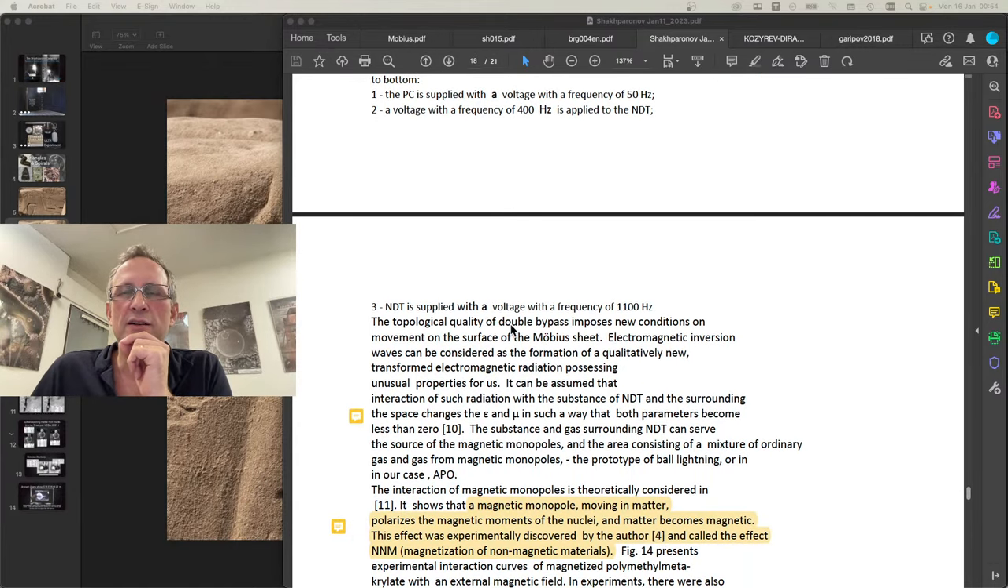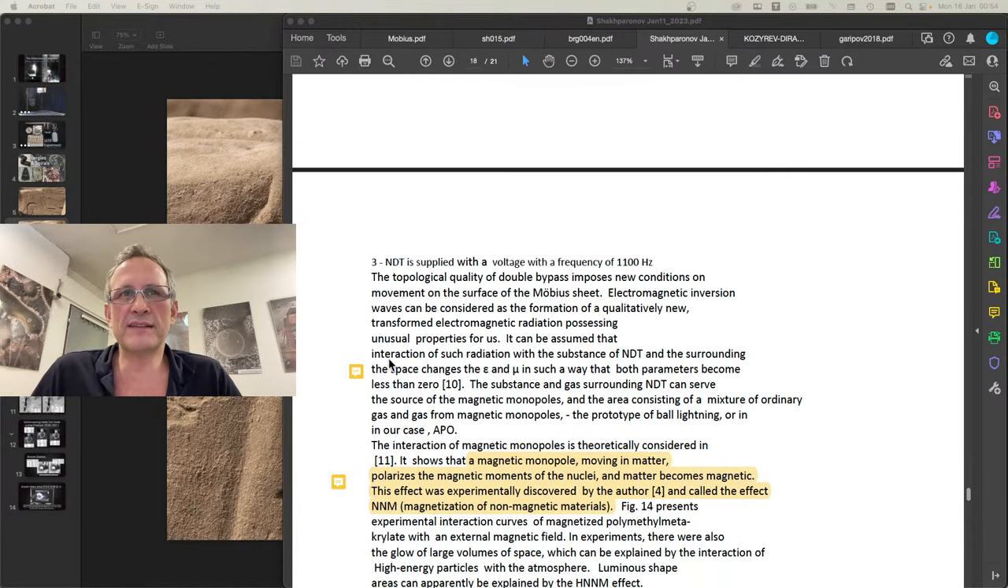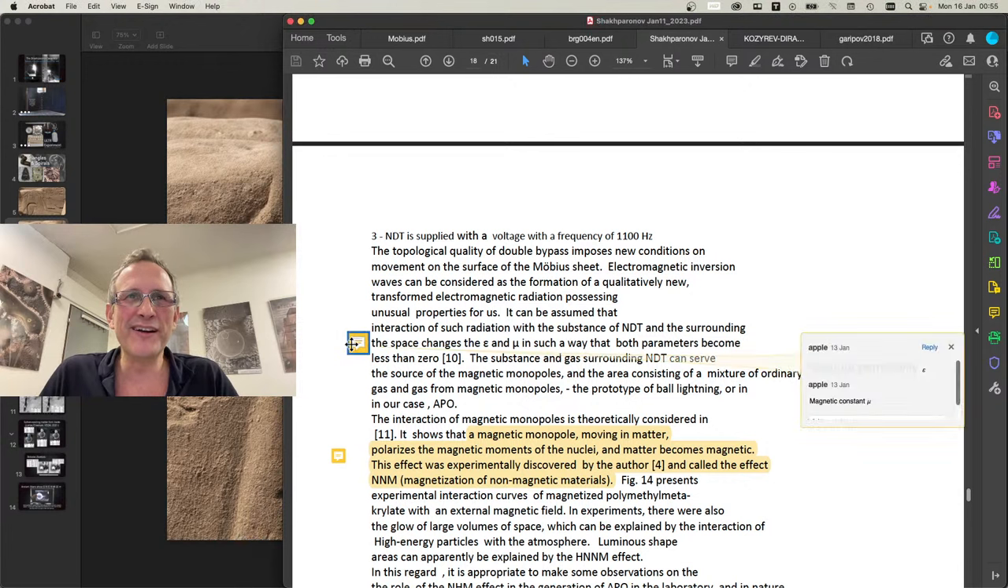The topological quality of a double bypass imposes new conditions on the movement on the surface of the Möbius sheet. Electromagnetic inversion waves can be considered as the formation of a qualitatively new transformed electromagnetic radiation, possessing unusual properties for us. It can be assumed that interaction of such radiation with the substance of the Möbius strip and its surrounding space changes the permittivity and magnetic constant in such a way that both parameters become less than zero. The vacuum permittivity and the magnetic constant becoming less than zero? Seriously?